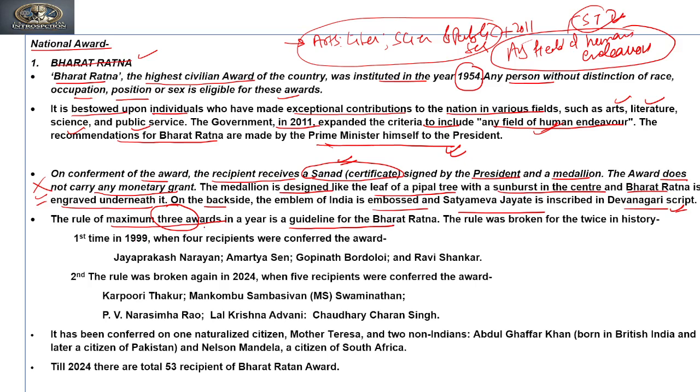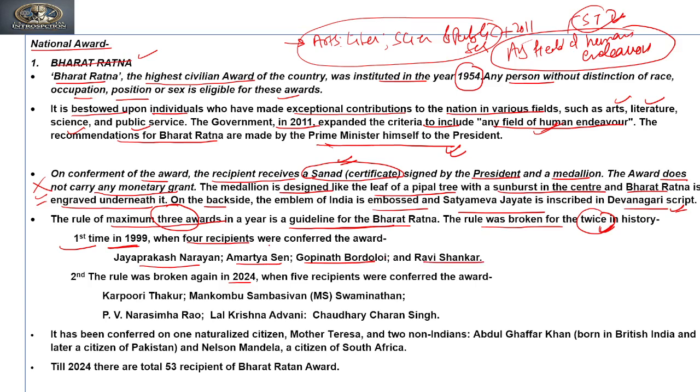The rule of maximum 3 awards in a year is a guideline for Bharat Ratna. The rule was broken twice in history. So as we have seen, twice it has been broken. One is recently in 2024. The first time in 1999 when 4 recipients were conferred the award: Jayaprakash Narayan, Amartya Sen, Gopinath Bordoloi and Ravi Shankar.